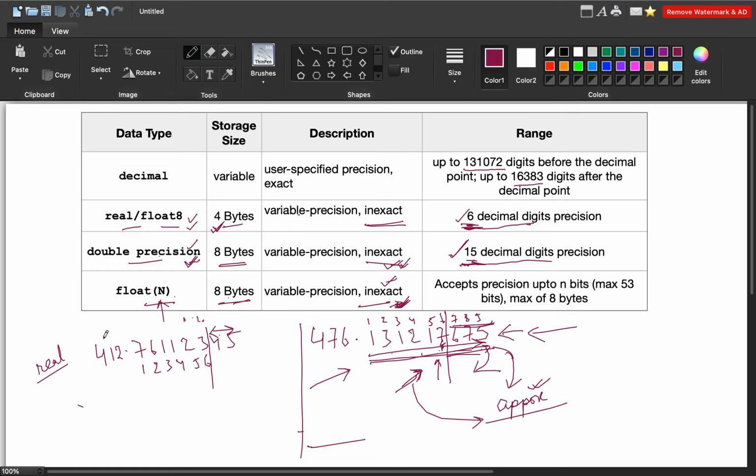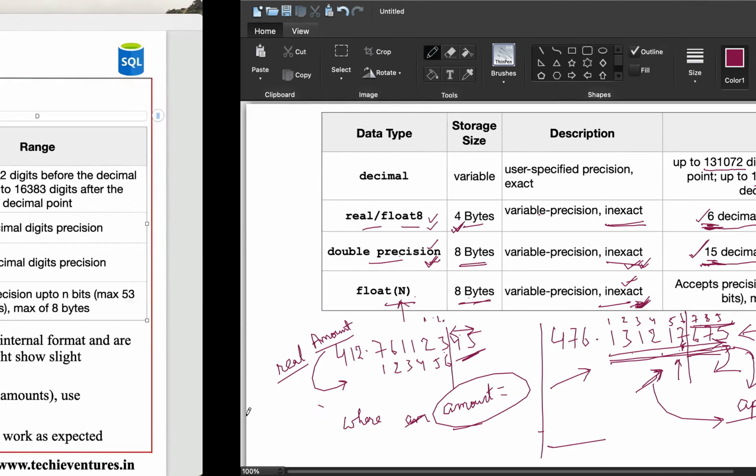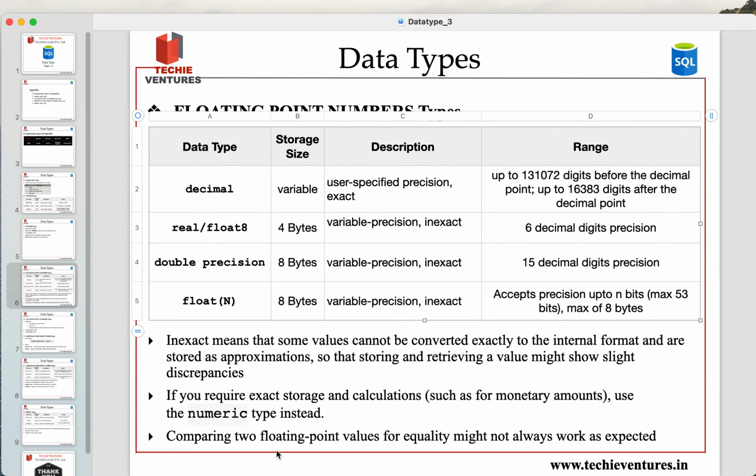Now, suppose you are comparing, let's say this value is an amount column. This is an amount column, right? Now, when you are performing any comparison, for example, where amount is equal to this exact value, when you give like 3, 4, 5, you may not get the desired result. So you should be mindful about that also. That's what I was trying to mention here. Comparing two floating point values for equality might not always work as expected. The main reason is because they are being stored as approximation.